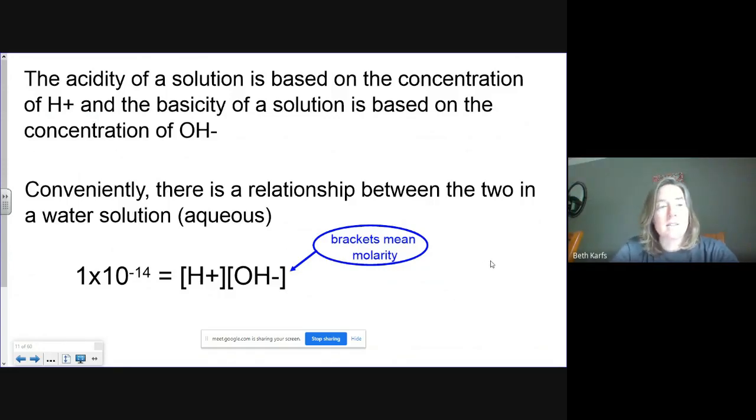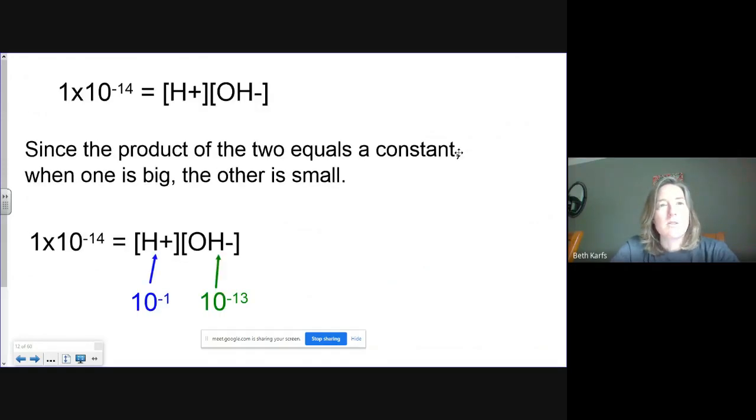So let's practice that first. Again, here's our relationship. 1 times 10 to the negative 14 is equal to hydrogen ion times hydroxide ion concentrations. And that 1 times 10 to the negative 14, that's a really small number. So in a water solution, there's really not that many ions present. But since the product of these two concentrations is a constant, that means when one of them gets big, the other one is going to adjust and be smaller. So they're going to always maintain that balance point between them.